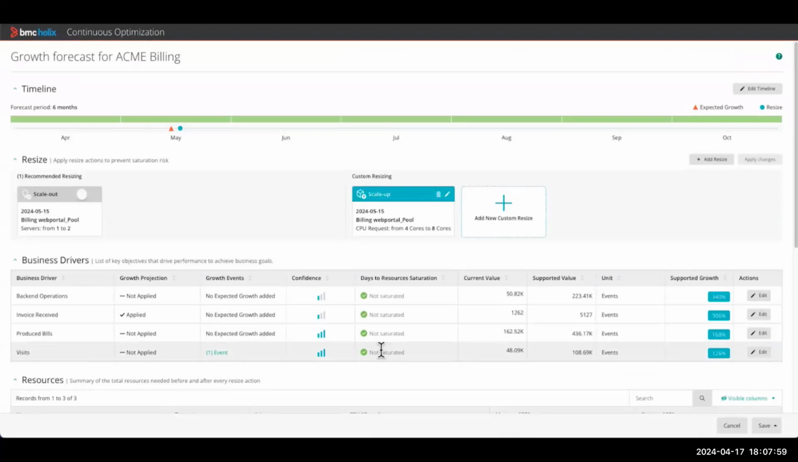And an important aspect of this is that we're talking in terms of business services and business drivers. We're not talking about the infrastructure, and that's where the artificial intelligence part of this comes in. We're able to forecast future demand of infrastructure in the context of business services based on our learning from the past about how business KPIs affect demand on infrastructure.